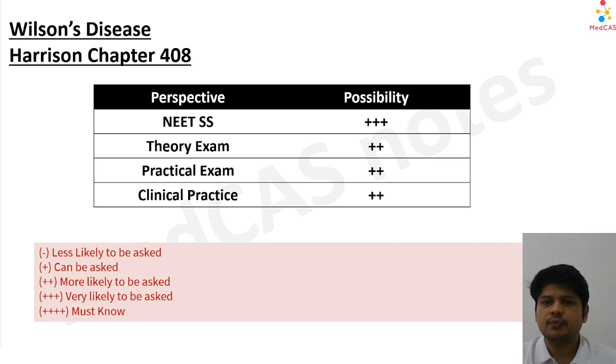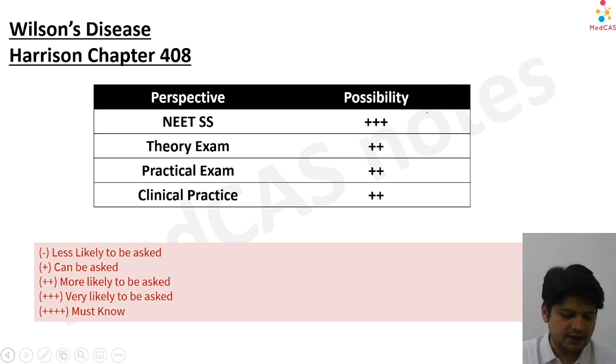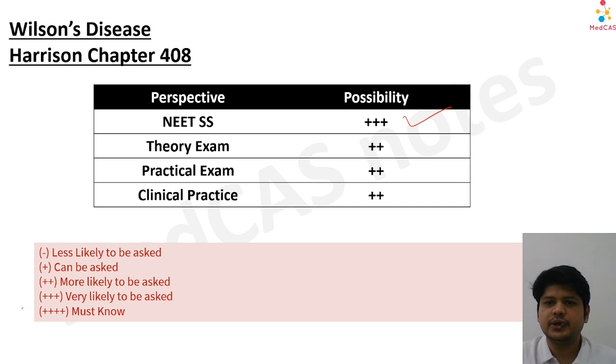If you see the MCQ pattern of NEET SS, it carries quite a good significance. The possibility is high, specifically the mutation they ask, about KF ring and percentage they ask. Those possibilities are quite high, so we should be knowing it.